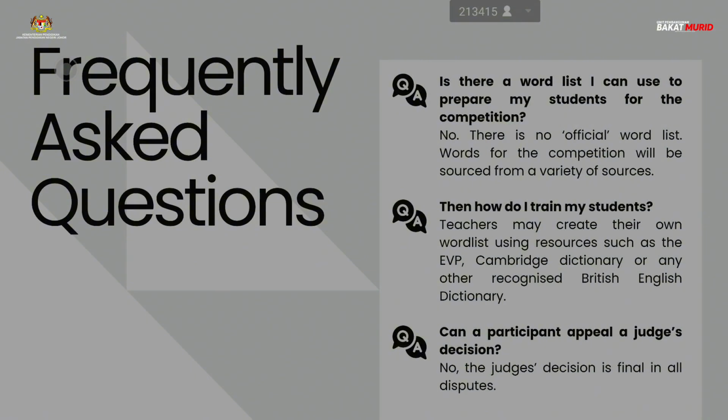And the last one, can a participant appeal to the judge's decision? I don't think you can, but it is your right to appeal. Then you can either go to the judge or you can go to the technical officers. In the competition itself, as stated in the working paper, all judges' decisions are final. However, if you have any dissatisfactions with how the competition is carried out, we always welcome your feedback, because that is how we improve.